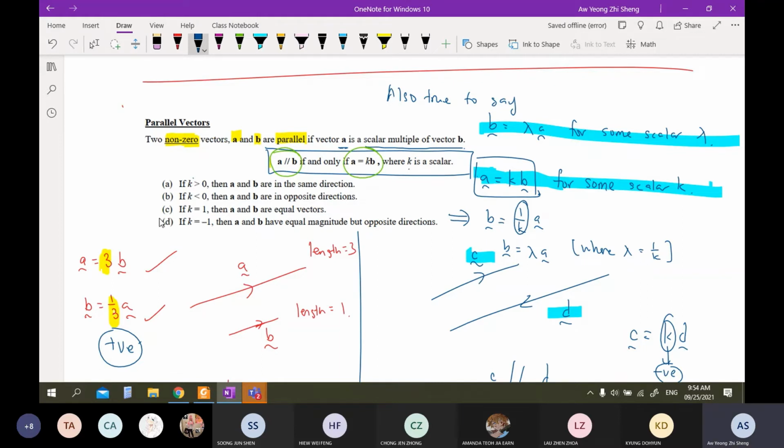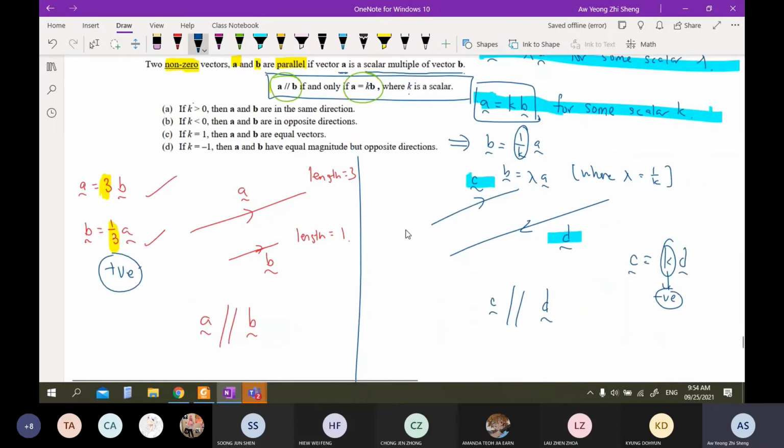And only then is it possible for them to have opposite directions. Okay. Part C tells you that if K is exactly equal to 1, then A and B will be equal vectors. And this one should be obvious. In the equation, if we set K equal to 1, then of course A is equal to B. And when vectors are equal, they have the same direction and same length. Okay. Part D says if K is equal to -1, then A and B will have the same length but opposite direction. And this one should also be obvious.